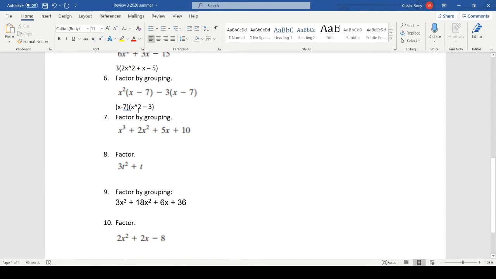And then there's another factor by grouping problem, but it's not formatted like this, so you actually have to work it out a bit. The trick with this one is that there's 4 terms, and there's a binomial common factor.